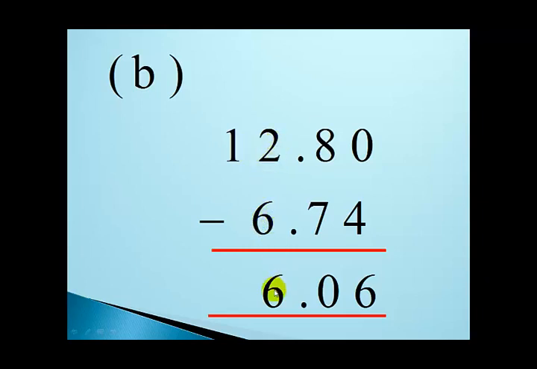Or when we subtract 6 from 2, because 6 is greater than 2, you borrow 1 from here, add it to 2, and that will give you 12, because the 1 you are borrowing is 10. So 10 plus 2 will give you 12. So still, when you subtract 6 from 12, you are getting 6. And because you borrowed the 1, there is nothing there again. That means that 12.80 minus 6.74 is equal to 6.06.